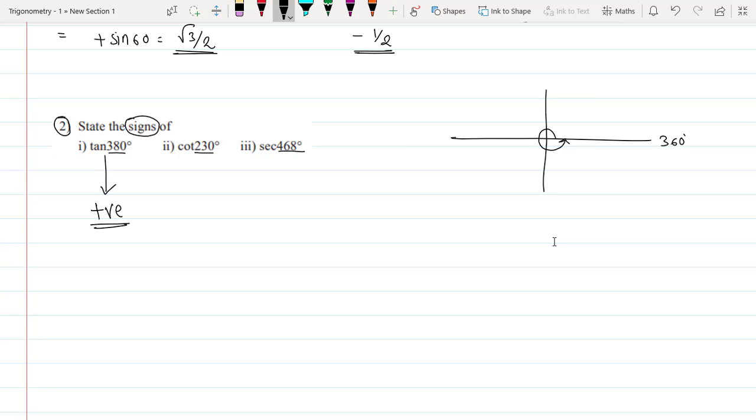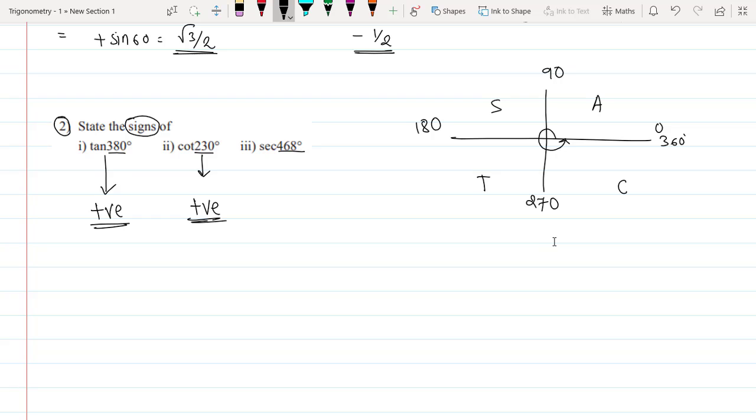Next, cot of 230. So let's have 0, 90, 180, 270 and 360. So 230 will lie here in the third quadrant. Yes. So in the third quadrant, what is the position of cot? Positive. All student take care.